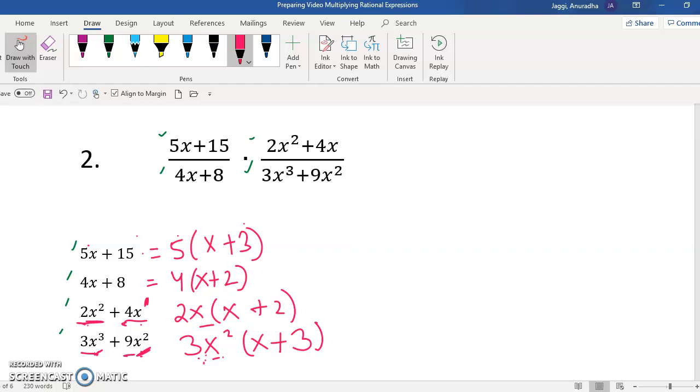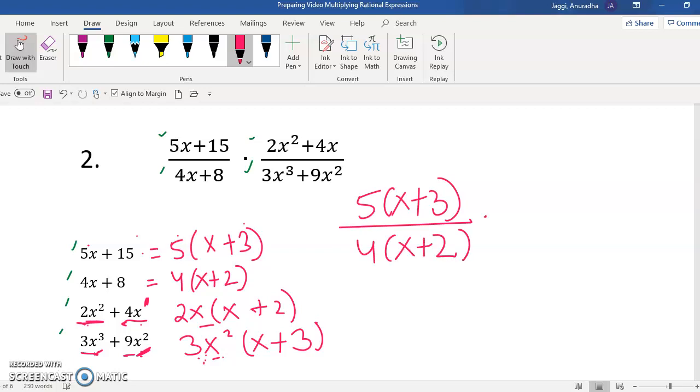Now let's rewrite our rational expression in form of the products of factors. So first one, 5x plus 15, I write it as 5 times x plus 3. The denominator, 4x plus 8, goes as 4 times x plus 2. Then you have the numerator of the next rational expression, and we factor it as 2x times x plus 2. And then the denominator, 3x square times x plus 3.